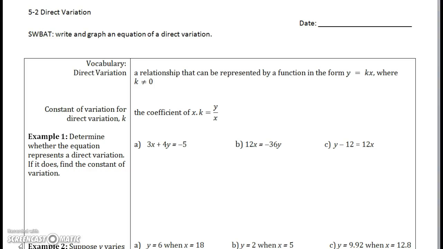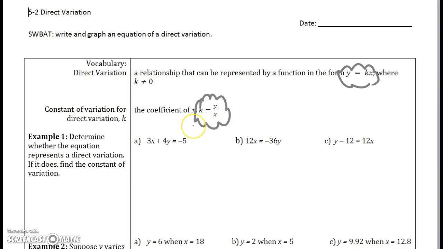Direct variation: a relationship that can be represented by a function in the form of, probably a highlightable, or if you don't have a highlighter, I will at least kind of bubble this in. But make sure that you have this key thing. There you go. y equals kx, and k cannot be 0. The constant of variation, another thing to remember, is going to be called k. Not k for constant, because constant starts with a c, but k for constant with a k.